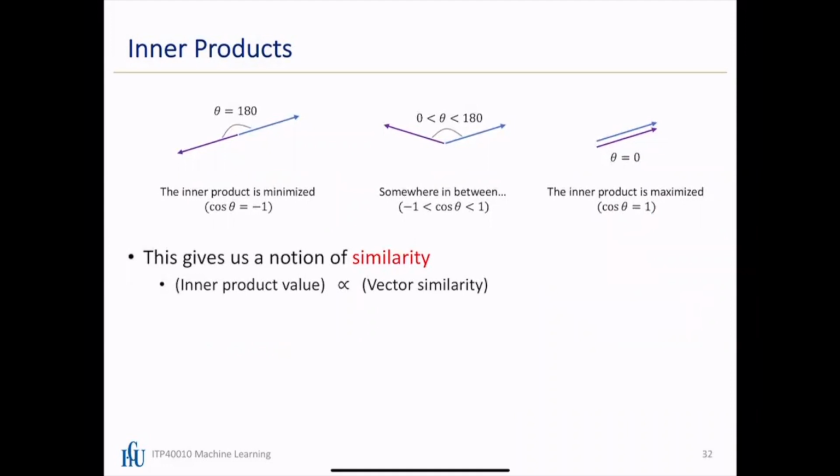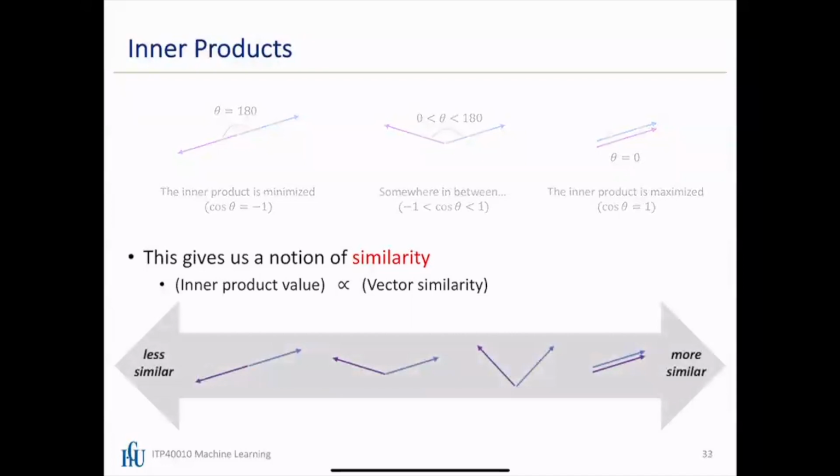So this gives us a notion of similarity. There are two different vectors. We know the magnitude. Depending on the inner product value, we can say they are similar or not similar. So inner product value is proportional to the vector similarity. So we can sort of draw out this kind of diagram. So to this end, this is less similar. To the other end, this is more similar.